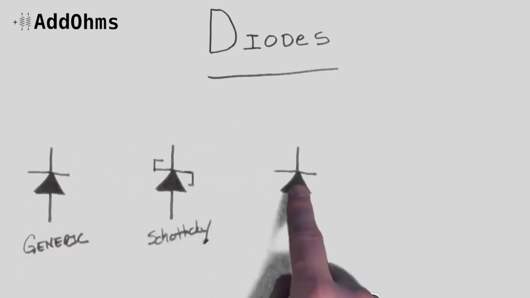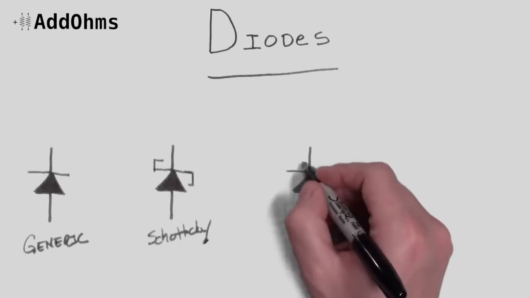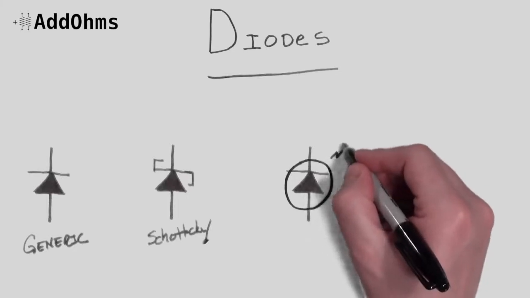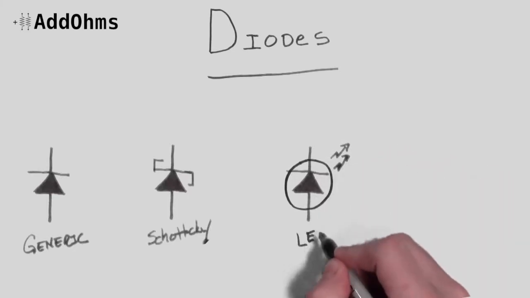If you want to make things blink with a light-emitting diode, you're going to love this symbol next. Now, not all schematics will include this circle. However, the little arrows tell you that it is an LED.